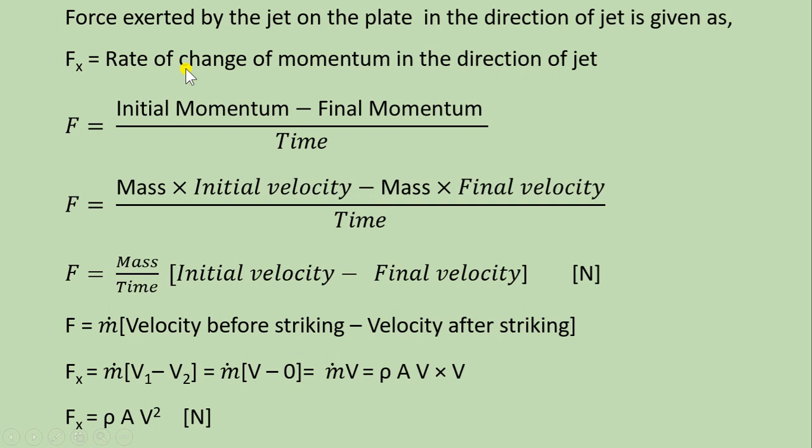Now taking reference of the impulse momentum principle, arranging the terms, we come to this point. Already we have come up to this point. So here Fx, that is force in x direction, that is in the direction of jet, is equal to m dot, v1 is the initial velocity, that is jet velocity v, v2 is 0, the final velocity, that's why it becomes m dot into v. Putting m dot equal to rho A V, we get the final formula Fx is equal to rho A V square in Newton.